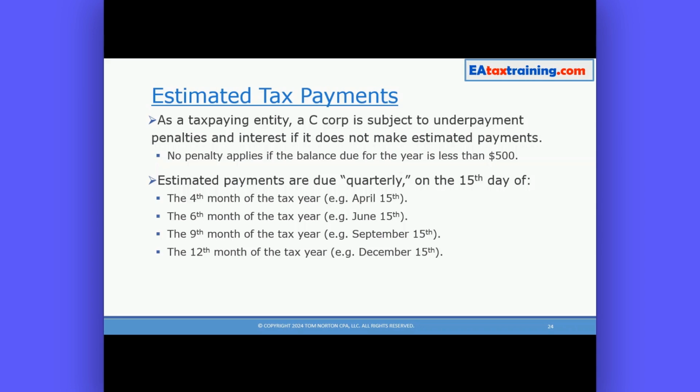Their payments are due on the 15th day of the 4th month of the tax year, the 6th, the 9th, and the 12th month of the tax year. So for a calendar year corporation, those would be due on April 15th, June 15th, September 15th, and December 15th. If you'll remember, for individuals, theirs are due on April, June, and September 15th, but the fourth one for individuals is not due until January 15th of the next year. But for C corps, it is due on December 15th of that year. So remember the 4th, 6th, 9th, and 12th months of the year, and remember the difference from individual quarterly payments.